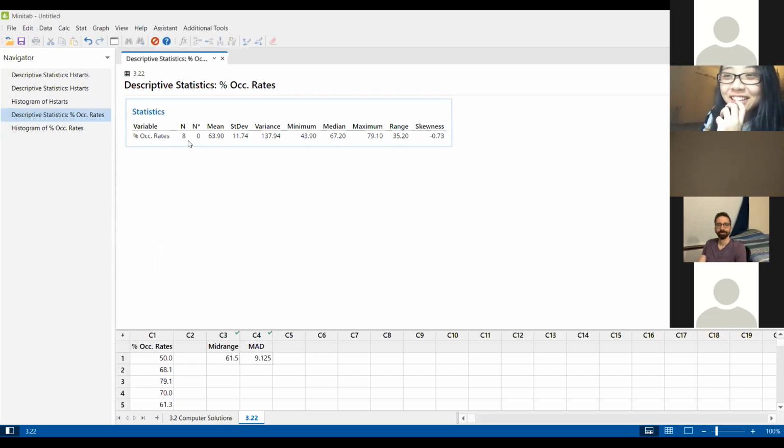N is 8. All right. Now take a look at the mean and the median. The median is now bigger than the mean, and the skewness is negative. This is the first case where we've seen negative skewness, right?